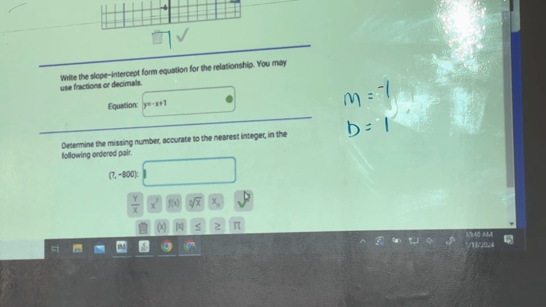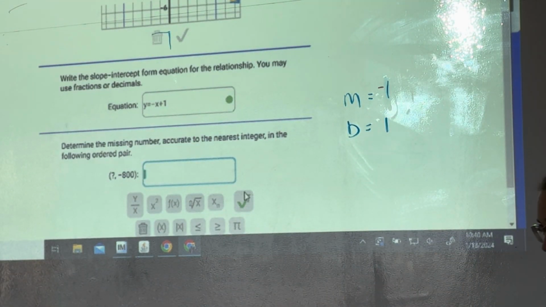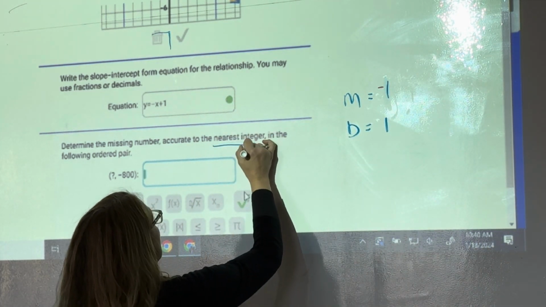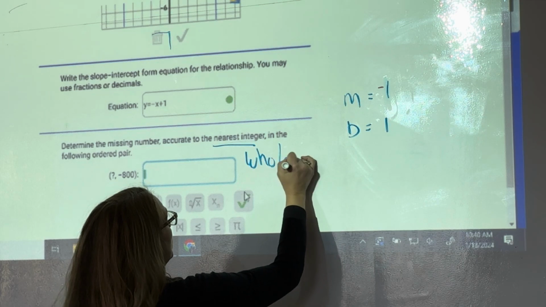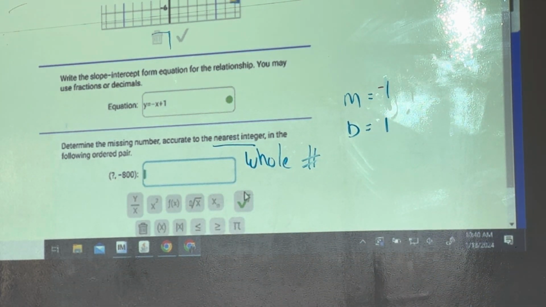Does it mean round to the nearest tenth? No, it means round to the nearest what? If it was tenths or hundreds or thousands, it would say that. So the nearest integer, and this is the first part on your note, is a whole number. Nearest integer is a whole number.